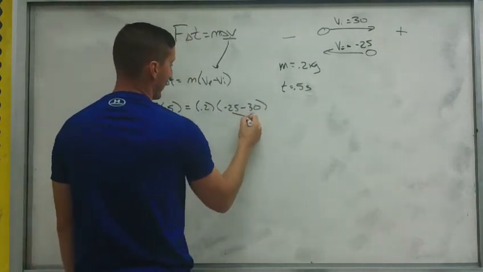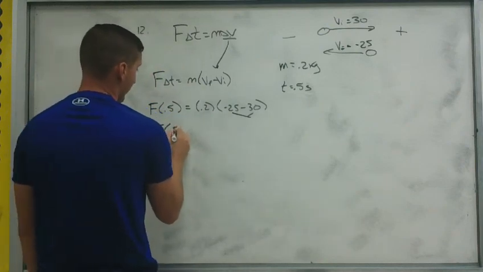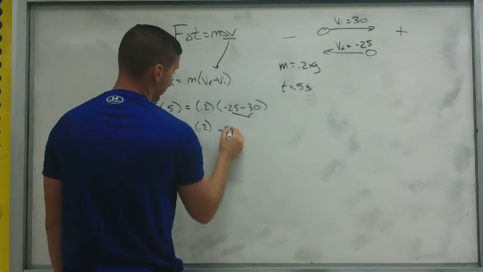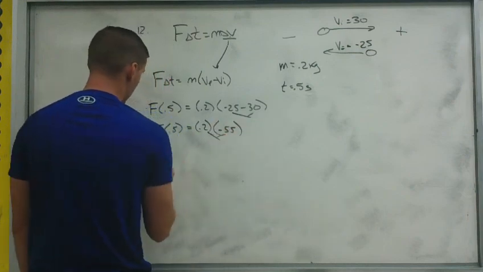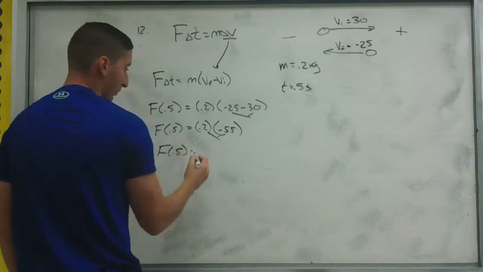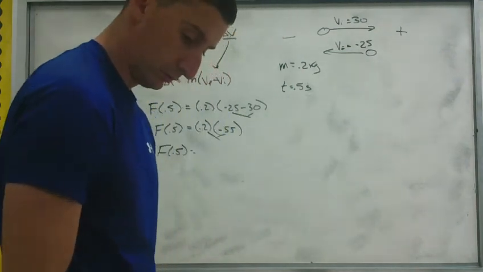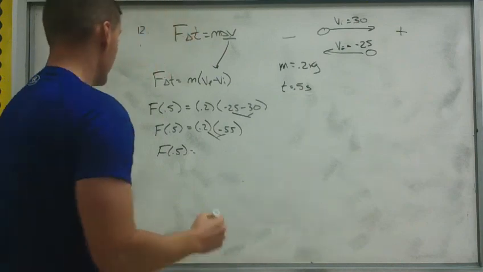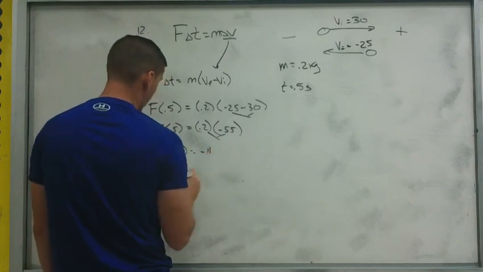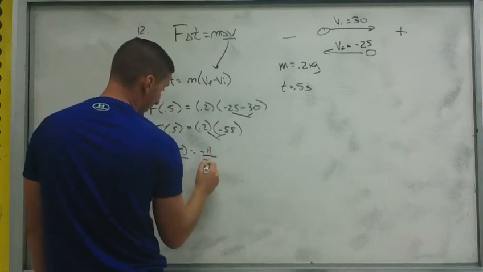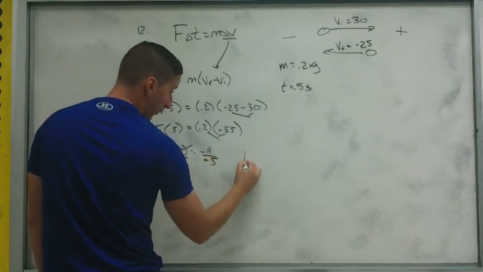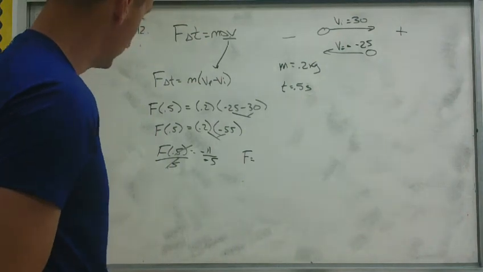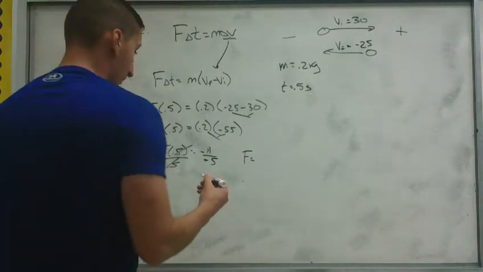I'm going to go ahead and simplify here. I get F times 0.5 equals 0.2 times, what was that, negative 55. Simplify. F times 0.5 equals 0.2 times negative 55, which gives me negative 11. I divide by 0.5. Force is equal to negative 11 divided by 0.5. I get negative 22 newtons.